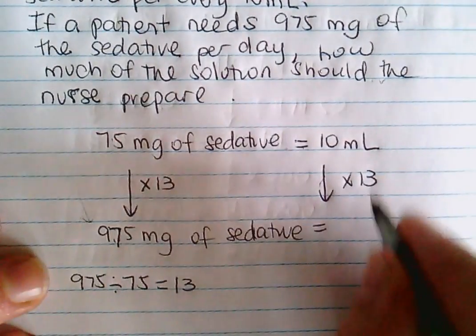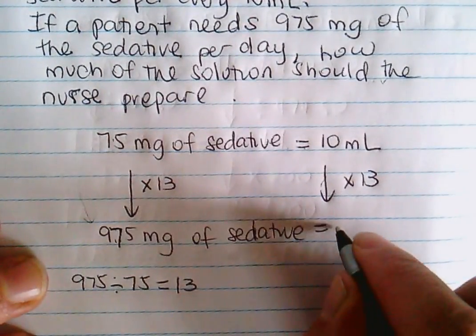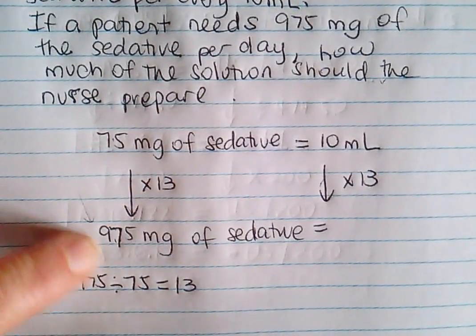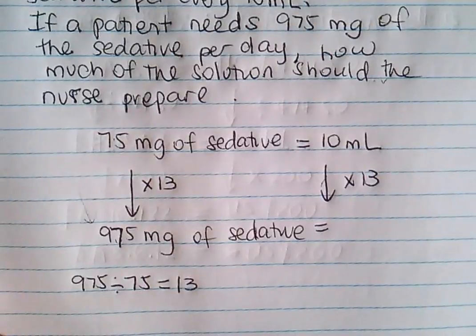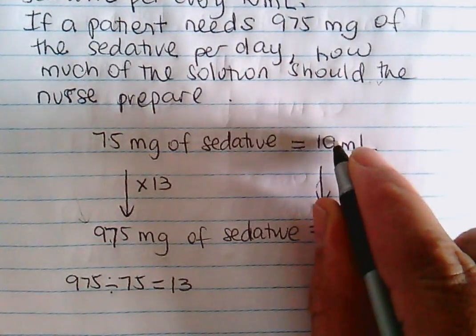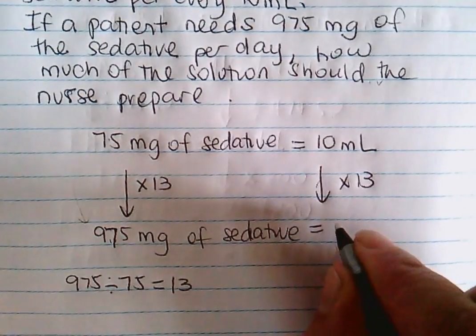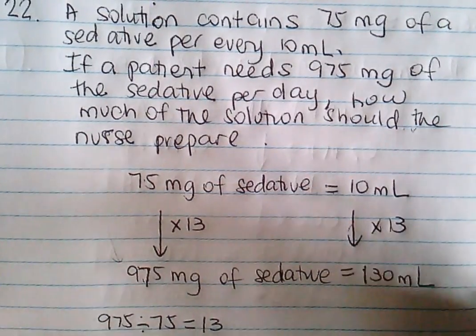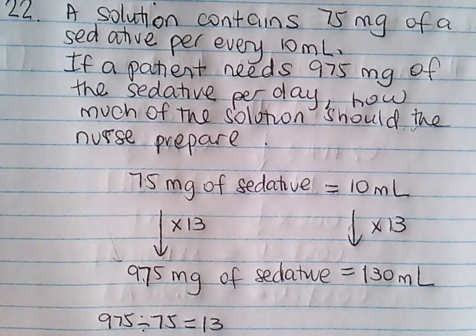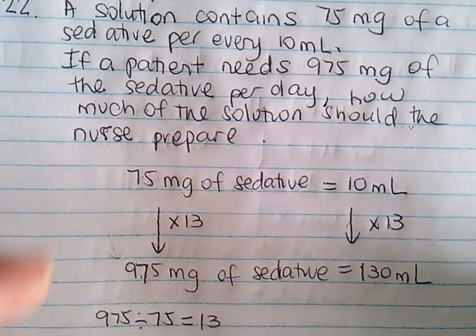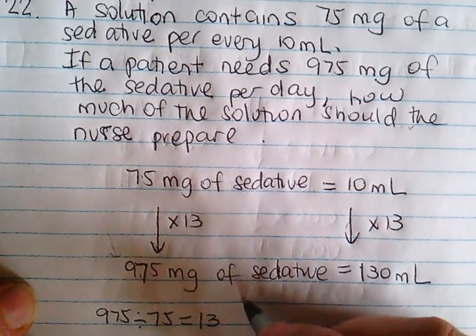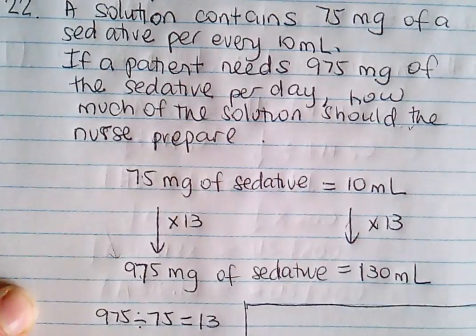So what's the answer? How many mils? So how do I go from 75 milligrams to 975 milligrams? I times by 13. What do I get? So 10 times 13 is? Hey, it's 130 mils. Now, there is another way that someone said to do. It's similar to this. Some might think it's easier.